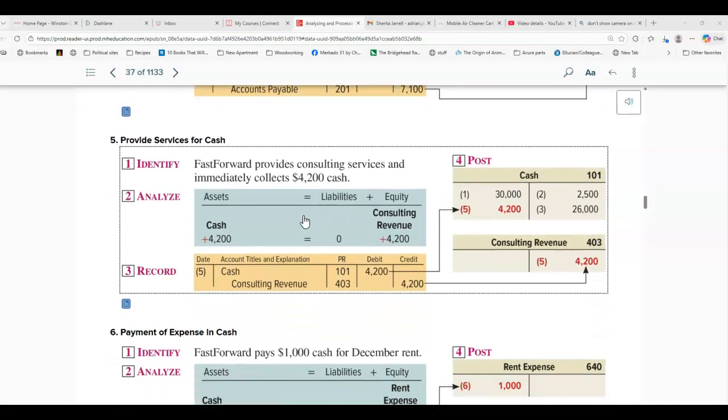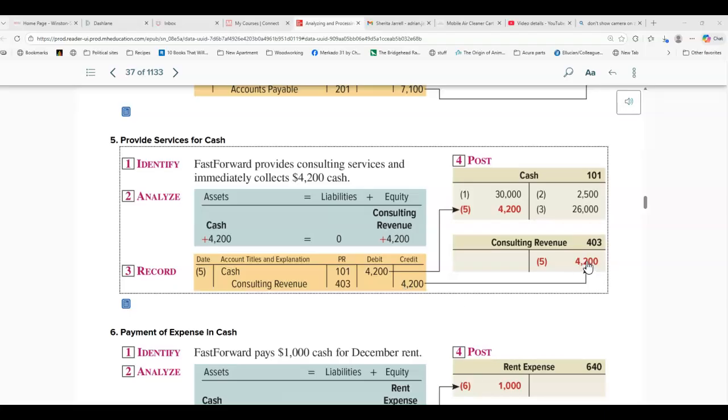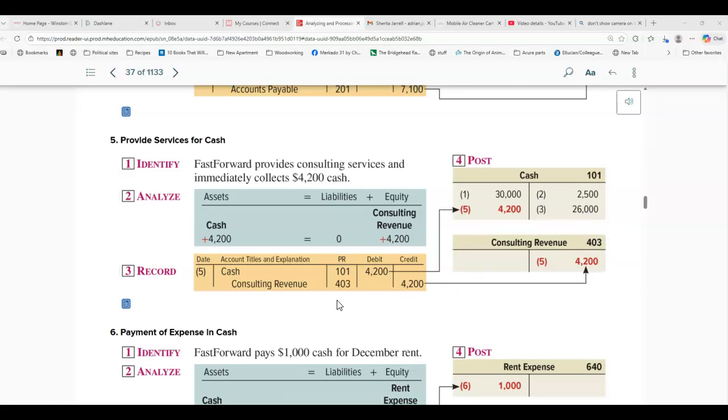If you go forward here, we provided consulting services and collected $4,200, so cash went up and revenue went up. Debit cash, here is that entry. Credit revenue, here is that entry. So you can see number 5 being a debit to the cash account, and number 5 being a credit to the revenue account, increasing both accounts. And you can add these up and come up with a new balance.